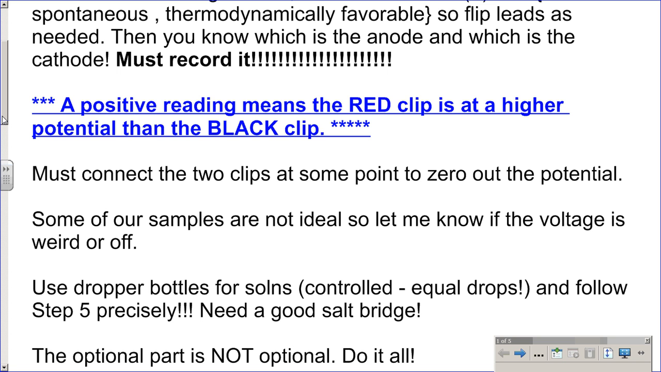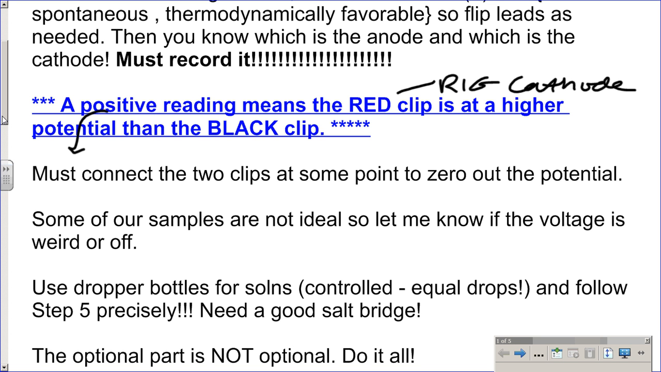So a positive reading means the red is the higher potential. What am I telling you in chemistry code right here? The red one is the higher, right, that's the higher potential, which means it's the what? Cathode, all right. So if you have a positive reading, it means the red lead is the reduction reaction, which is the cathode, and then vice versa for the black wire.